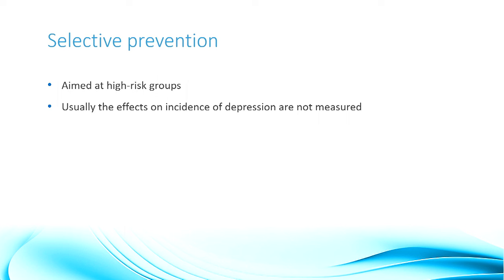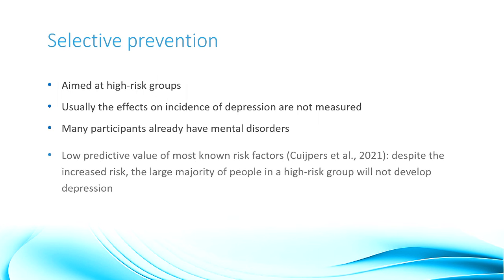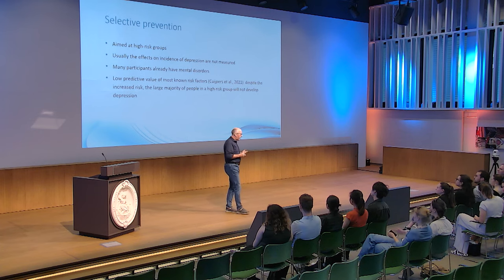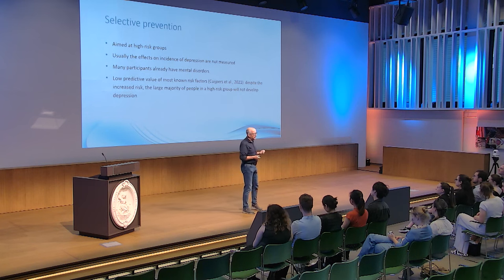Well, selective intervention is aimed at high-risk groups. And as I said, there are lots of them. There are caregivers of dementia patients, survivors of suicide, and there are all kinds of interventions for these high-risk groups. In these trials, unfortunately, they hardly ever examine the incidence of depressive disorders.